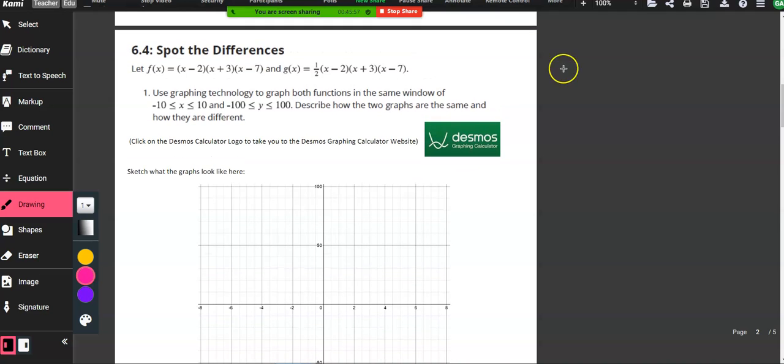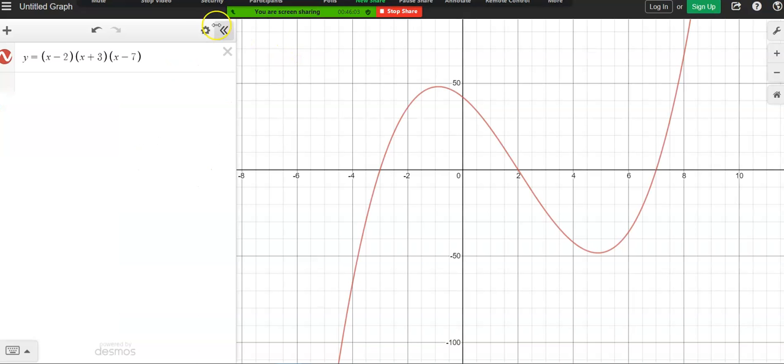So if you go to desmos.com, you could either put f of x or you could put it like this. I already did it here. You put y equals parentheses x minus 2. You put all of that. You get this graph here. Now, let me show you how to change the setting. This is how you change the setting.